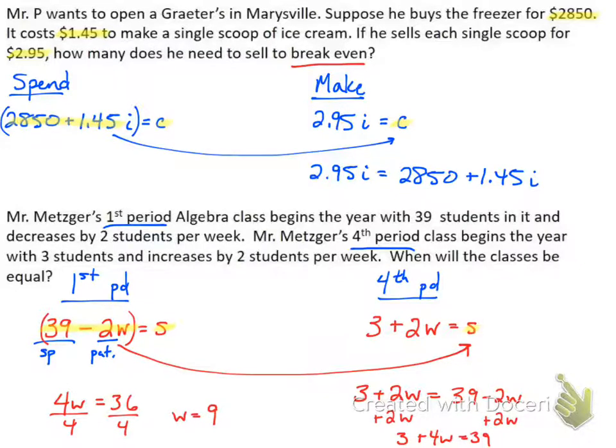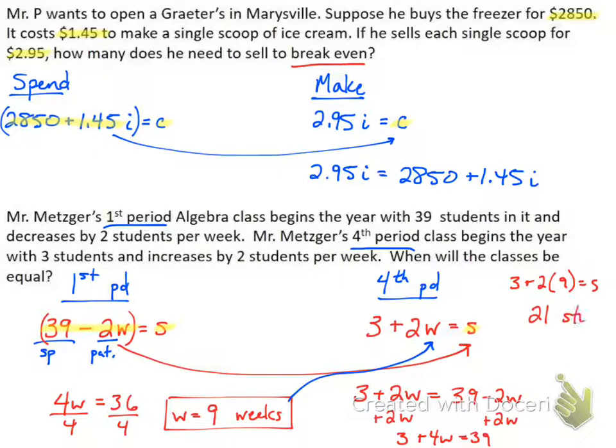And again, this is 9 weeks that go by. And if I wanted to figure out how many students were in each class, if that was something that I asked, I could just plug it back into one of the original equations. Do 3 plus 2 times 9 is equal to S. So that would give me 18 plus 3, which gives me 21 students. So again, in the same way, if I want to find one variable and figure out what the other one's going to be, I could always plug it back into the original.